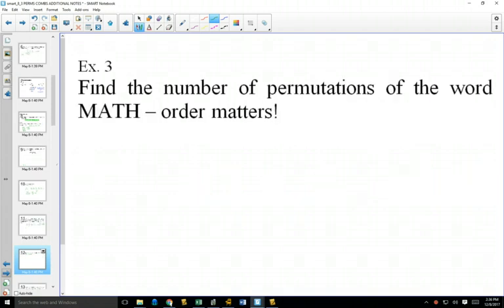So this is all review right now. Math. All 4 letters are different. How many permutations would there be? 4 factorial. You could do the spaces if you wanted, right? You have 4 decisions you need to make, 4 choices for your first letter, then 3, then 2, then 1. Yes?